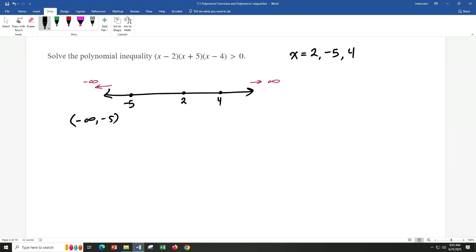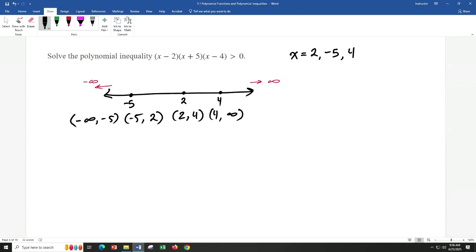My next interval has to become between the next 0 and the next 0. So that's going to be from -5 to where? 2. And then I'm going to go from where? 2 to 4. And then where am I going? To infinity. Very good, 4 to infinity. Are we good? You got that okay? Could you do that pretty consistently? Then this is how hard the rest is.